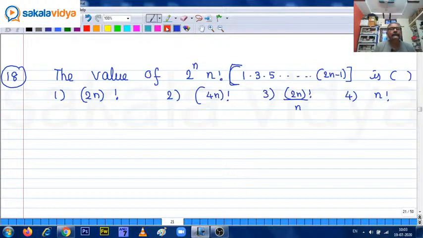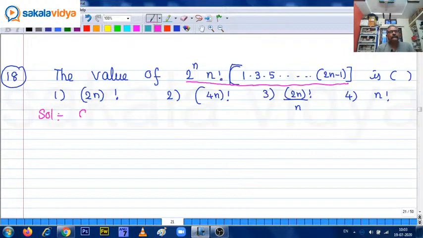Okay, the value of 2 to the power of n times n factorial times 1 into 3 into 5 into and so on up to 2n minus 1 is either 2n factorial or 4n factorial, or 2n factorial by n, or n factorial. N factorial cannot be equal to this one because n factorial equals n times (n minus 1), (n minus 2) and so on, 3 into 2, 1. Fourth option will be eliminated, so it is either first or second or third. So let us first take 2n factorial and simplify it now.